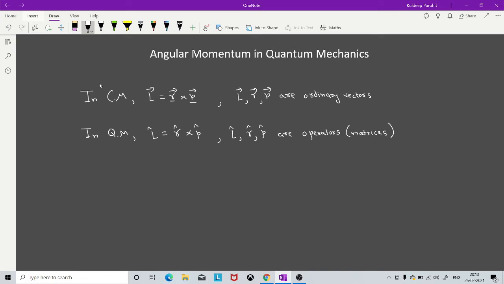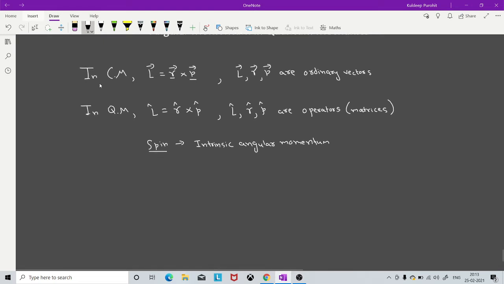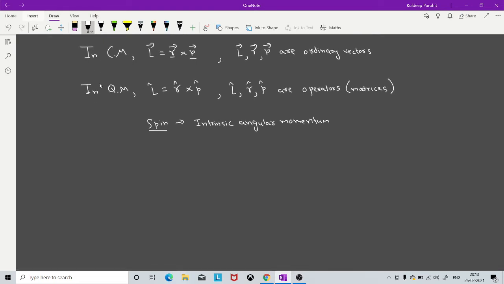We need angular momentum in quantum mechanics to explain various phenomena. The most important one is spin. The concept of spin is nothing but an intrinsic angular momentum, and you have nothing like spin in classical mechanics. So you get very new features when you do your angular momentum algebra in quantum mechanics. The thing to remember is that L, R, and P are operators, and these are nothing but matrices.